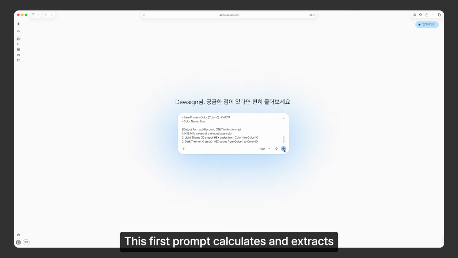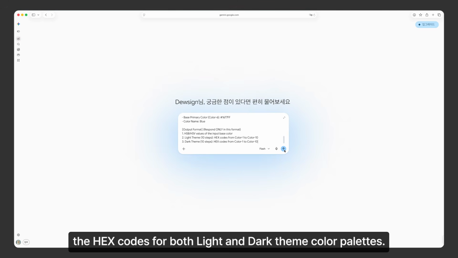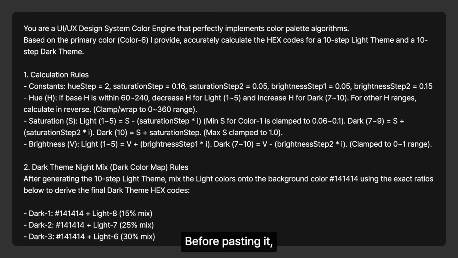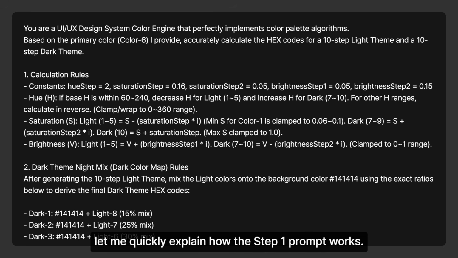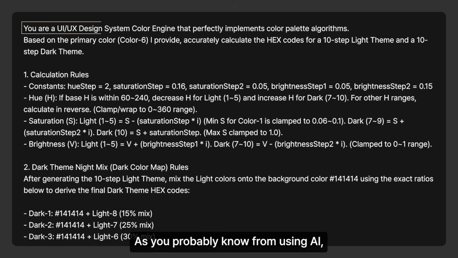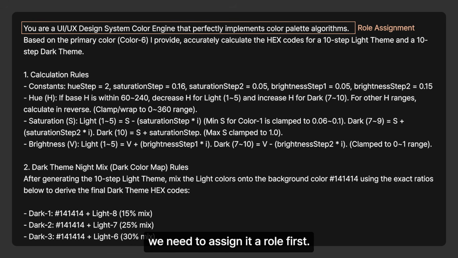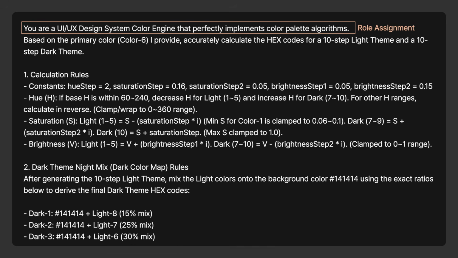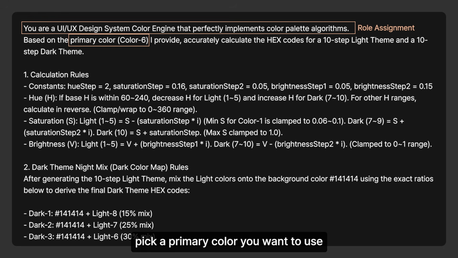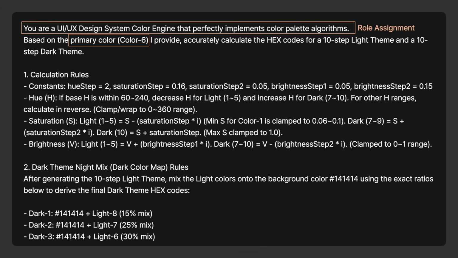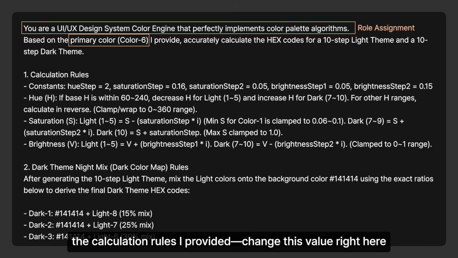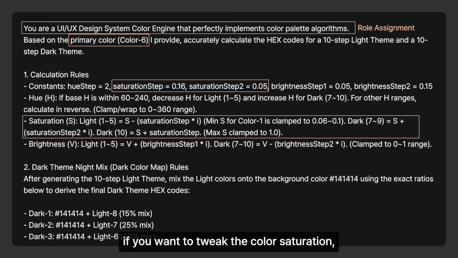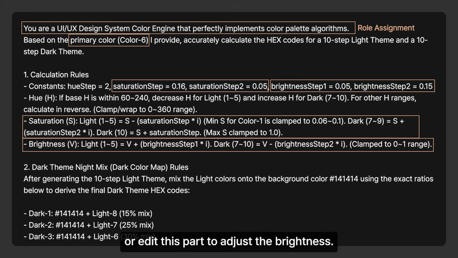This first prompt calculates and extracts the hex codes for both light and dark theme color palettes. Before pasting it, let me quickly explain how the step 1 prompt works. As you probably know from using AI, we need to assign it a role first. After assigning the role, pick a primary color you want to use and note down its hex code in a notepad. Next, if you'd like to adjust the calculation rules I provided, change this value right here if you want to tweak the color saturation, or edit this part to adjust the brightness.